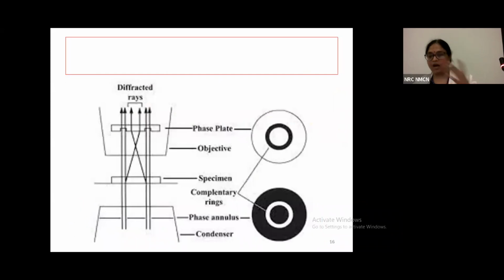How does this phase plate look like? We have two types of phase plate. One is coated, which retards the light, that is, it allows the light to go through it slowly, and the other allows the light to go through it in a faster way.